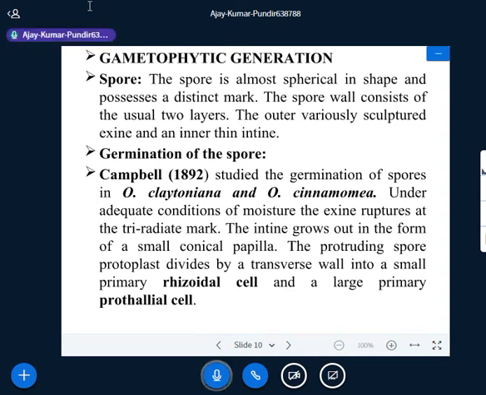Today I will discuss with you the reproduction of Osmunda. As you know very well, within the mature sporangium a large number of spores of the same shape and size are produced.